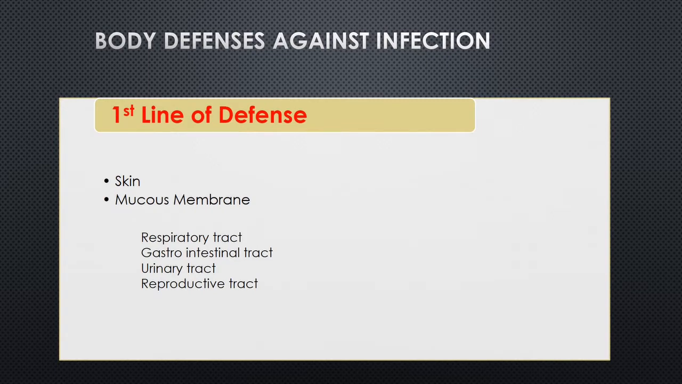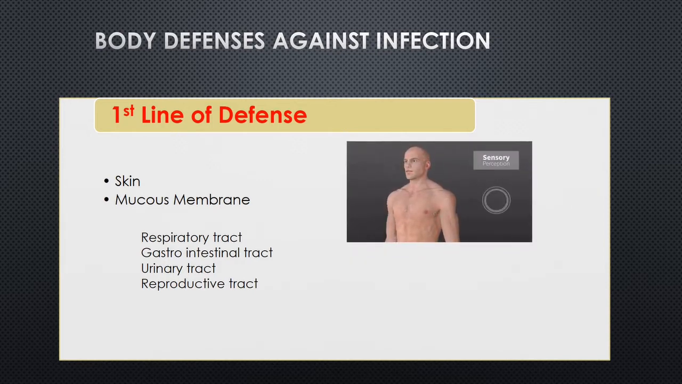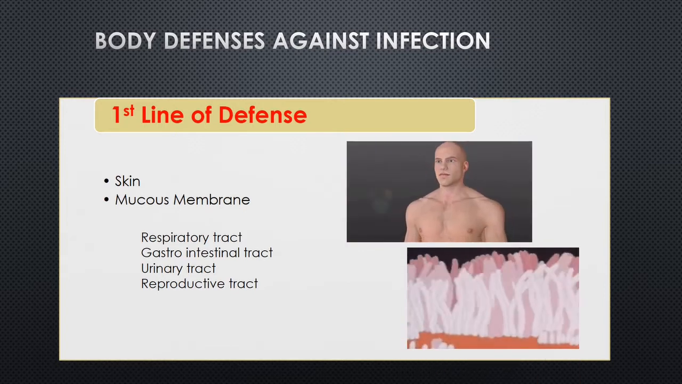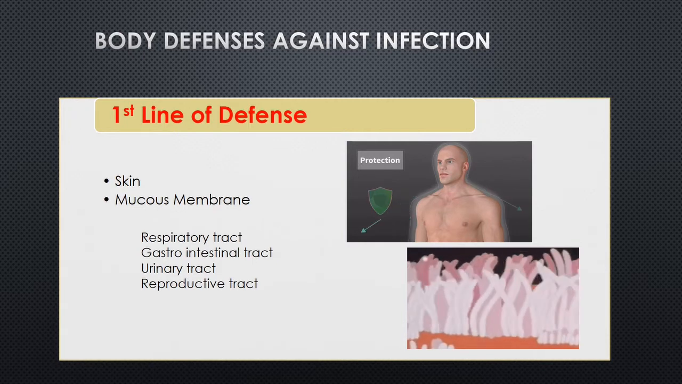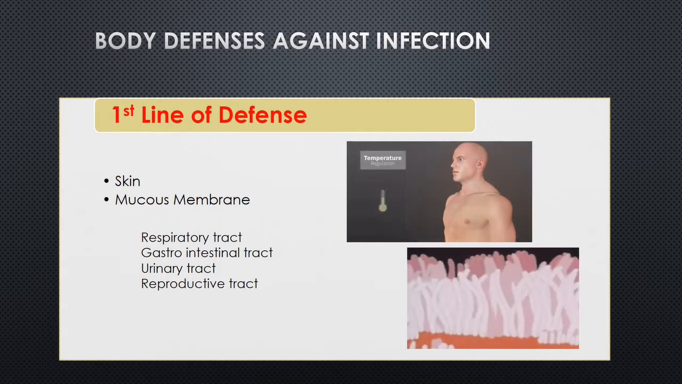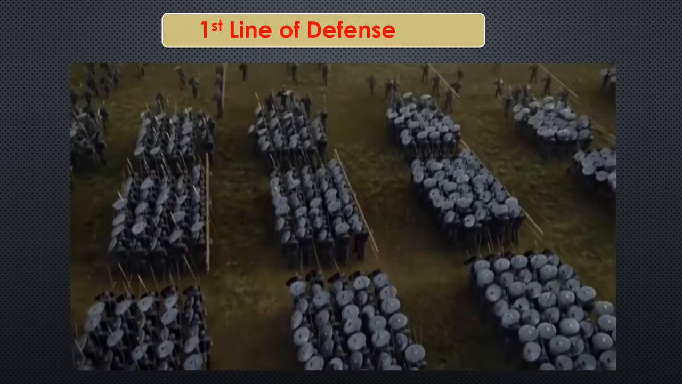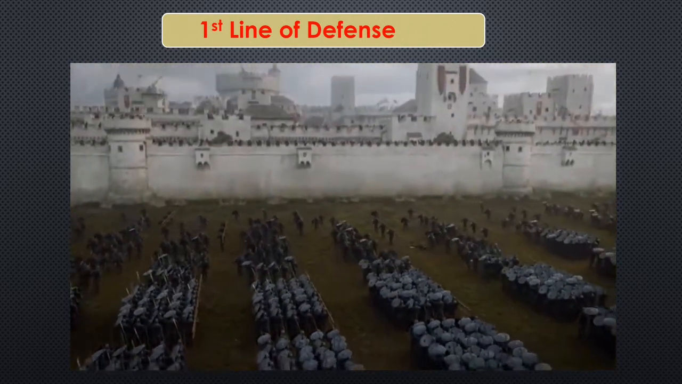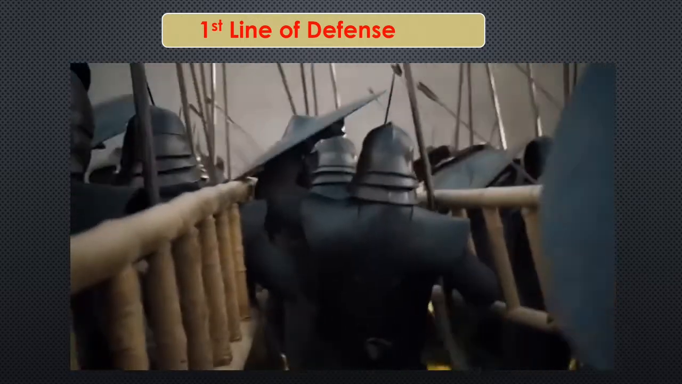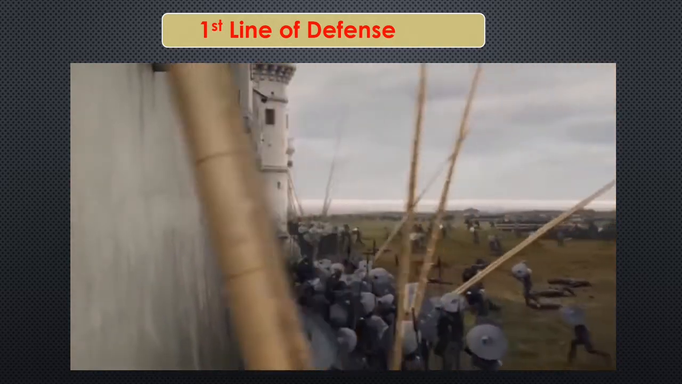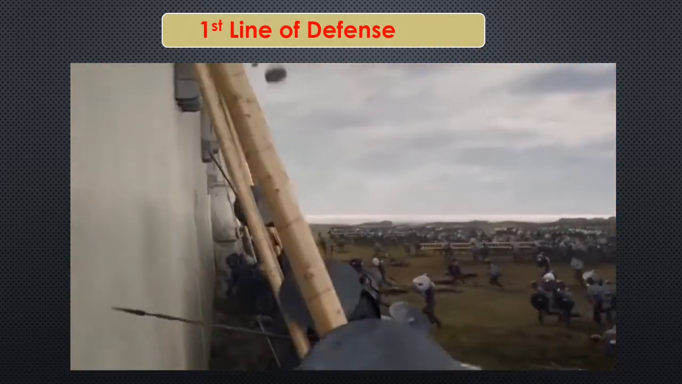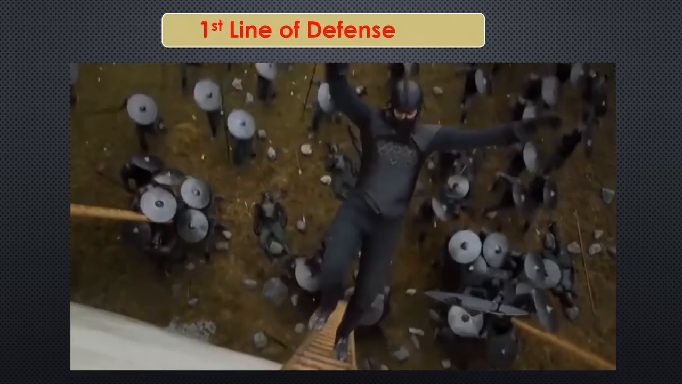The first line of defense is composed of physical and chemical barriers, which are represented by the skin and the mucous membrane that lines the respiratory, gastrointestinal, urinary, and even the reproductive tract. By analogy, the first line of defense may be likened to a great wall that protects the castle from the invaders. The castle being the body, the wall representing the skin, and the invaders being the pathogen that must be prevented from entering.